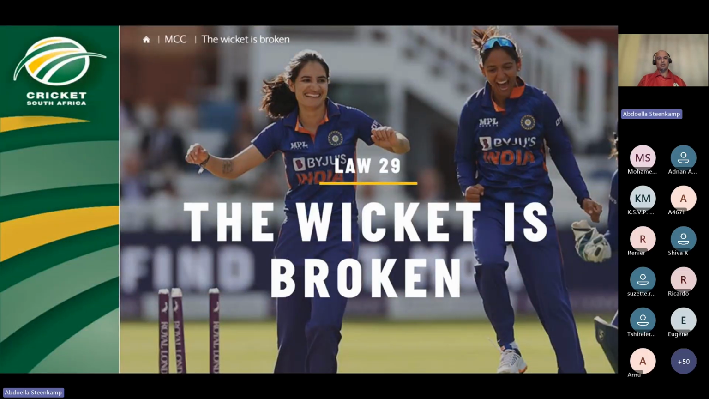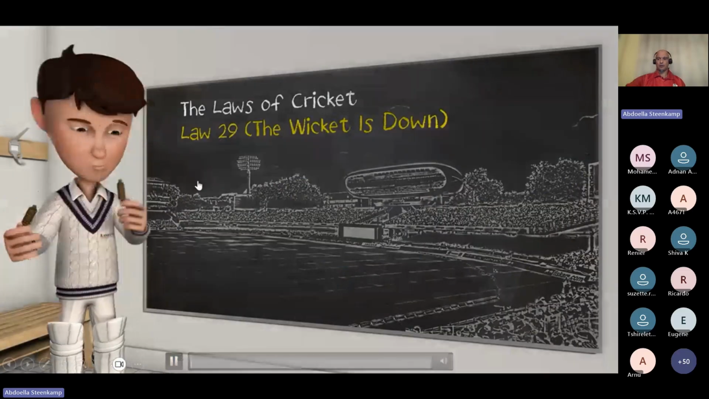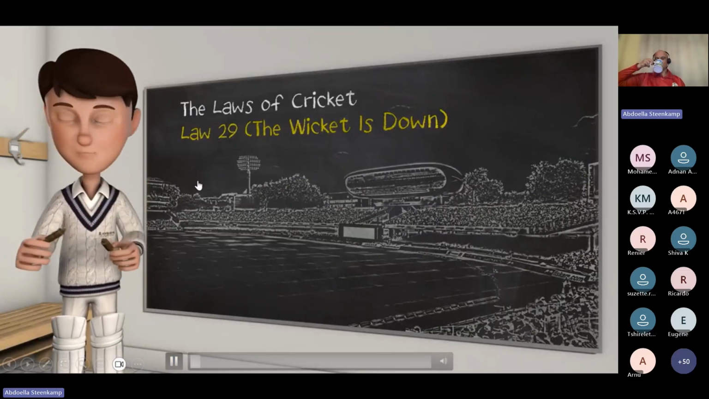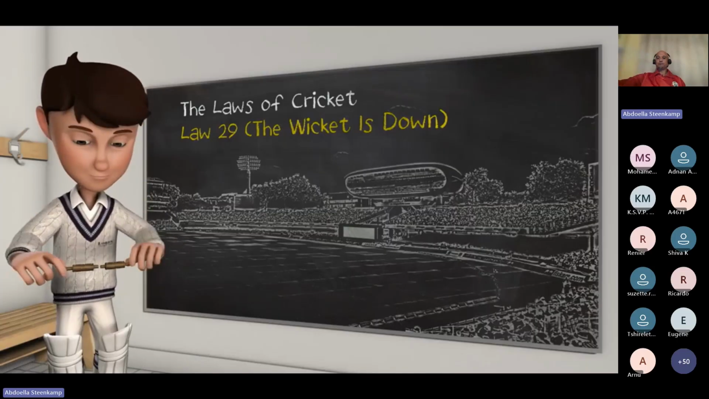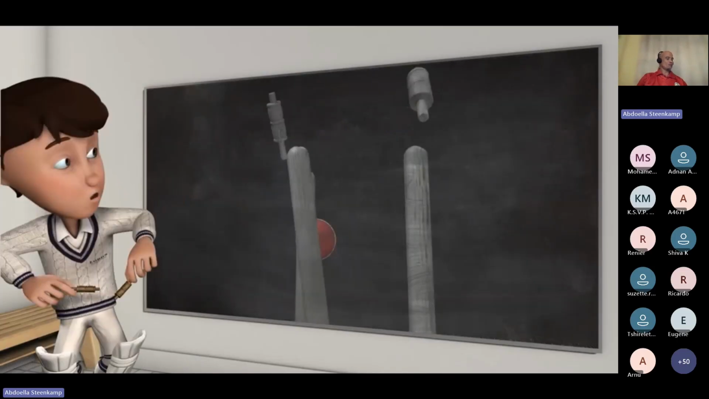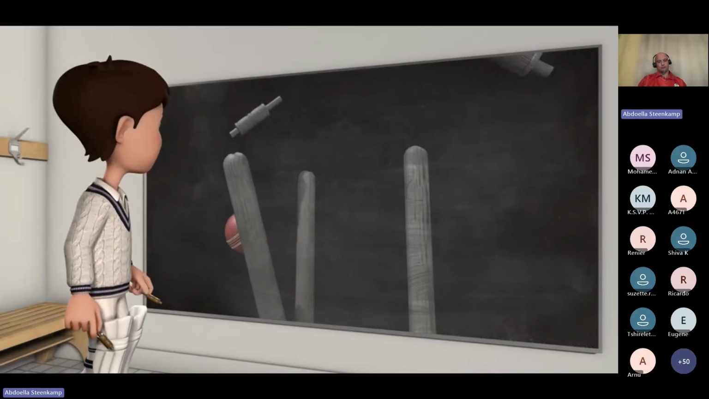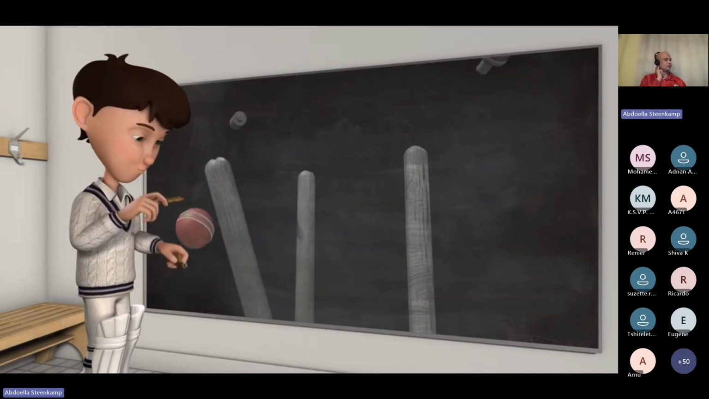The wicket is broken. When is the wicket broken? Let's look at an animation video, and then we're going to summarize what's in the video. Let's first look at the video. The wicket is down. The wicket is put down when one or both bails are removed from the top of the stumps, or a stump is struck out of the ground.